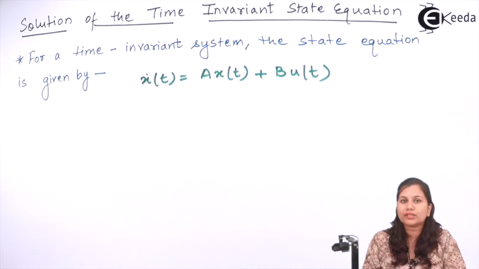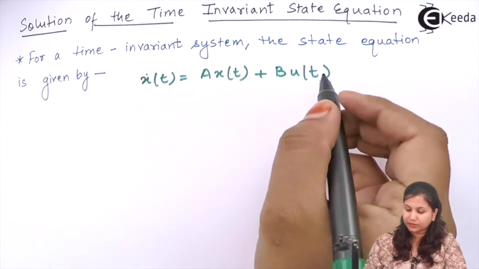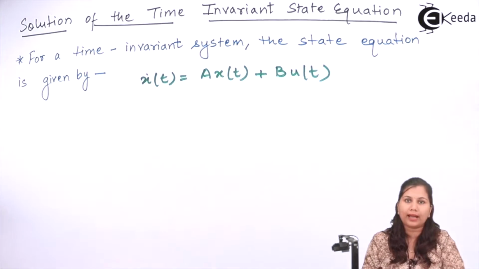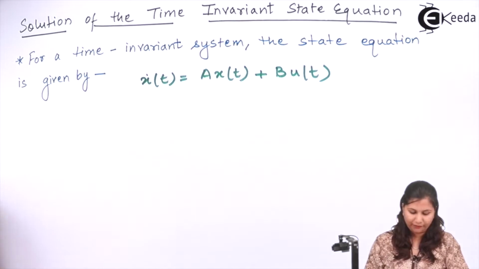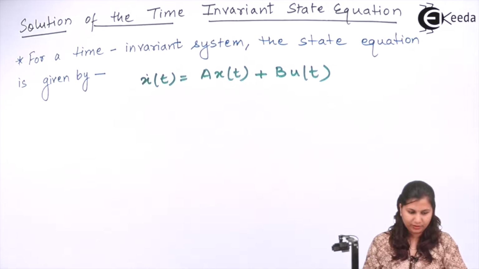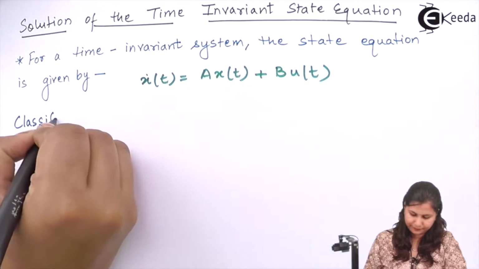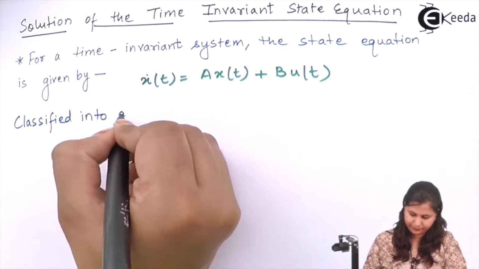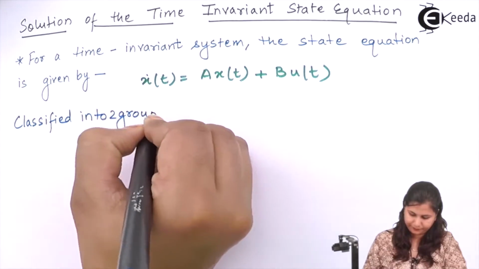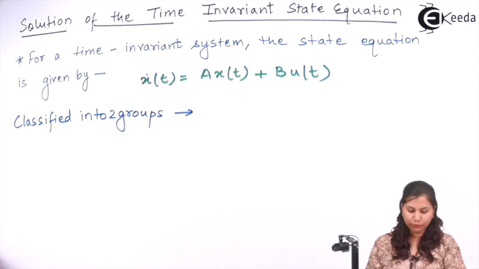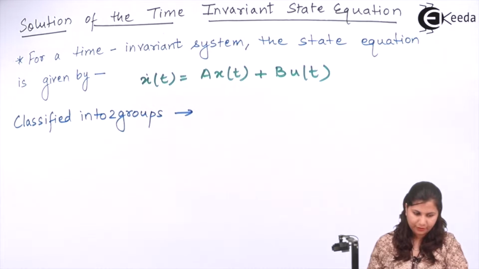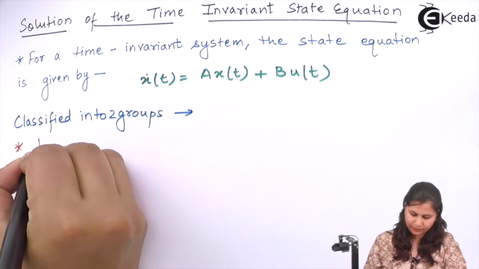Now this state equation is classified into two groups. First is the homogeneous state equation and second is the non-homogeneous state equation. This classification is based upon whether the input is present or absent. So it is classified into two groups. First is the homogeneous state equation.